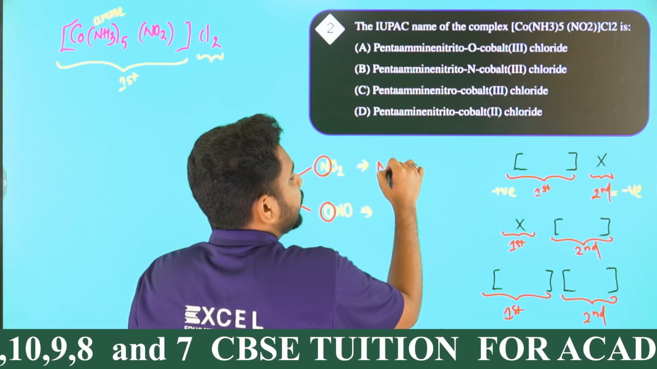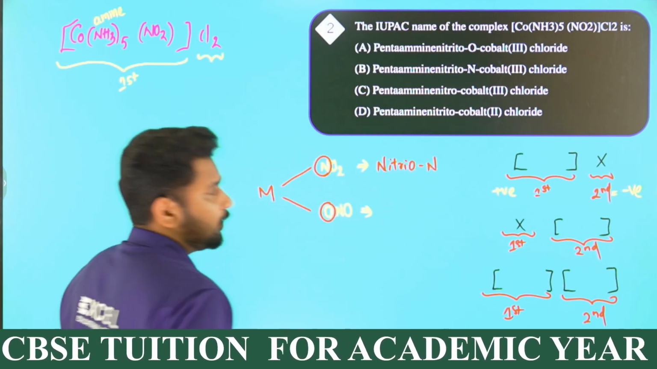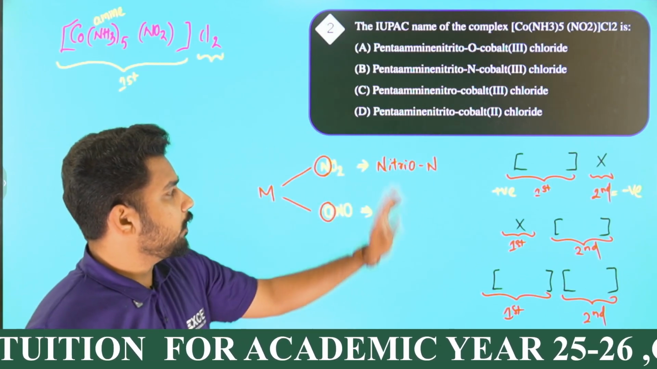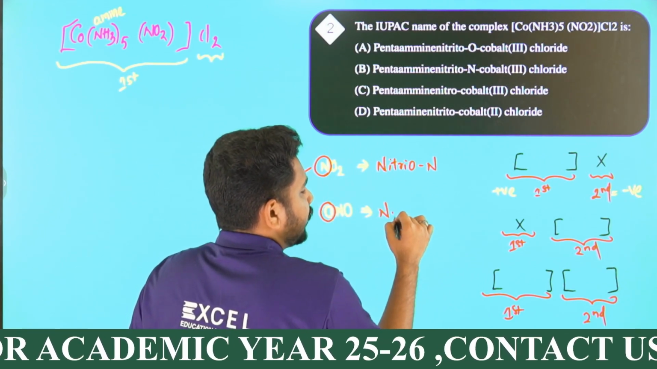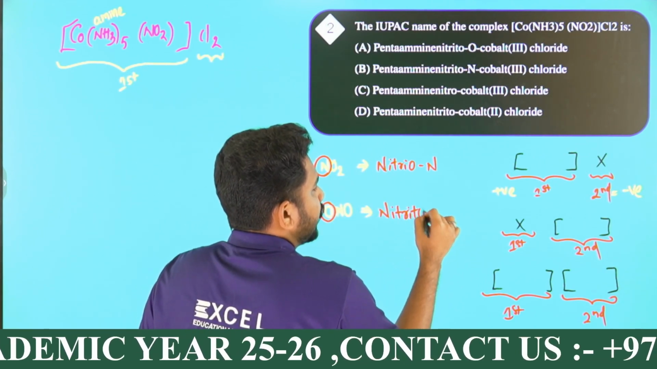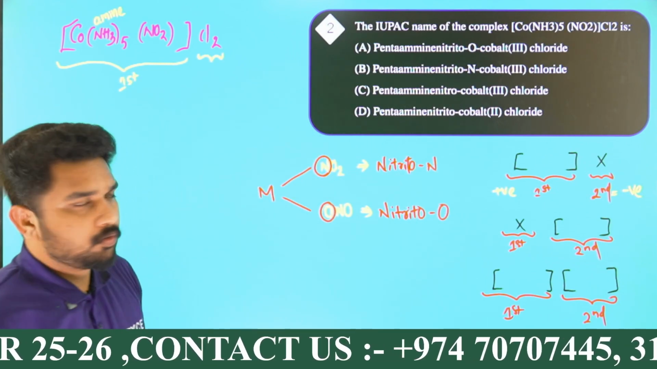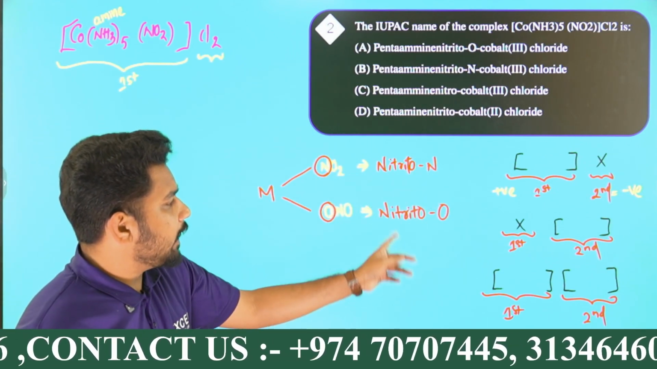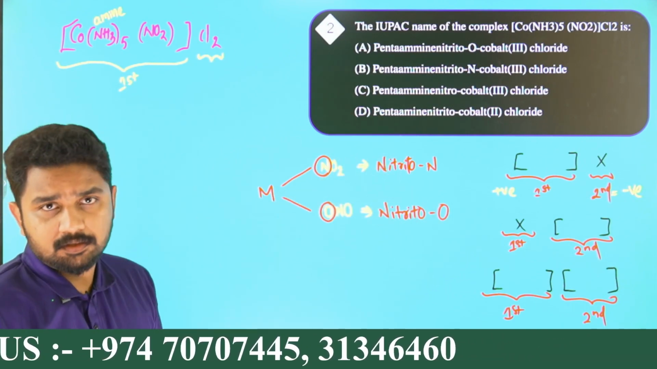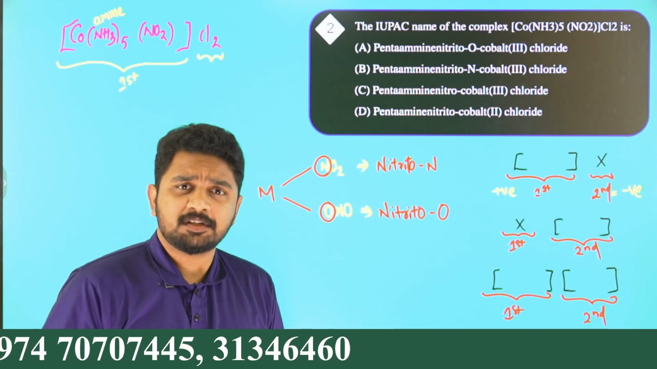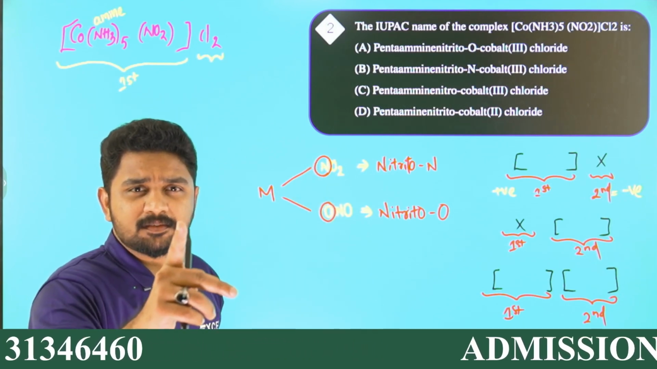Then you have to name it like nitrito-N. And if it is given like ONO, then you can name it like nitrito-O. Okay, nitrito-N and nitrito-O. This is the way of naming it. And can I ask you a question? These kinds of ligands are known as?